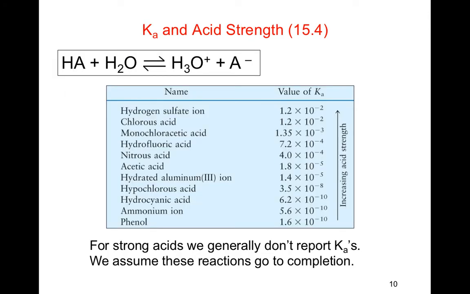Just to give you an idea of what different Ka values might look like for weak acids, these are a number of common weak acids, and you can see the equilibrium constants are all significantly less than 1. Now, the bigger the Ka, the stronger the acid is. So not all weak acids are equivalent, but for a weak acid, the value of Ka is always going to be less than 1. And in fact, for strong acids, we generally don't even report Kas. We generally just assume these reactions go to completion. All of the reactants are converted to products, and so we don't worry about the equilibrium constant for those most of the time.